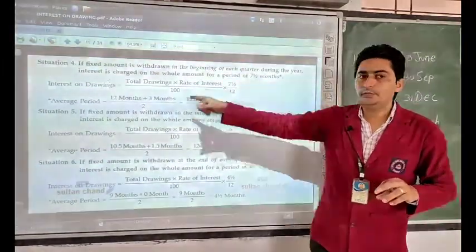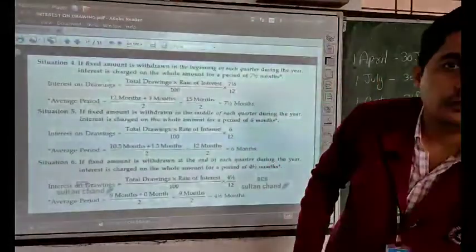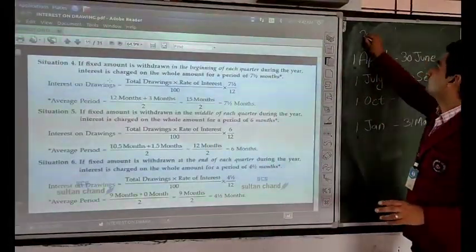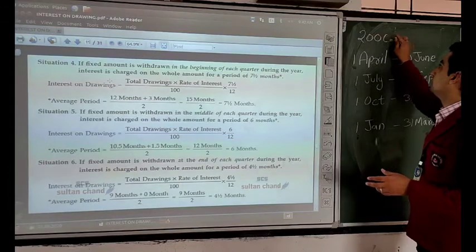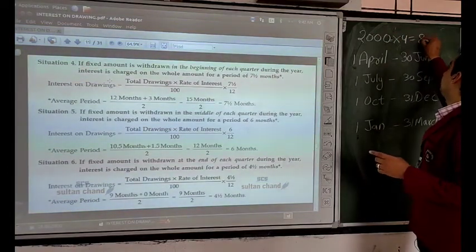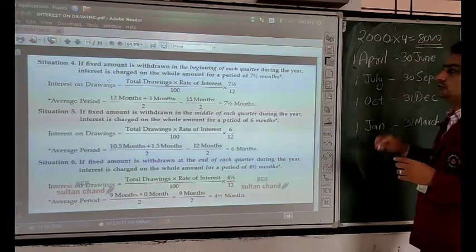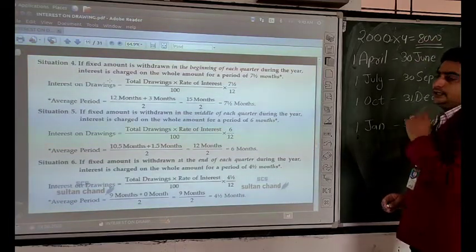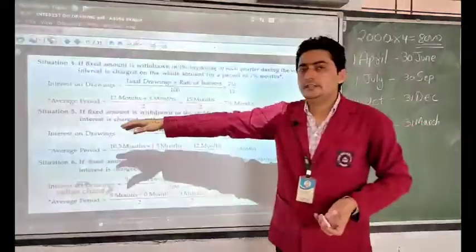Okay, students, and what will be the total drawing? If the drawing is made of 2000 per quarter, 2000 rupees per quarter. So there are 4 quarters. In 4 quarters, a partner will withdraw 8000 rupees. So total drawing will be 8000 rupees. Okay. Let us see the next situation.